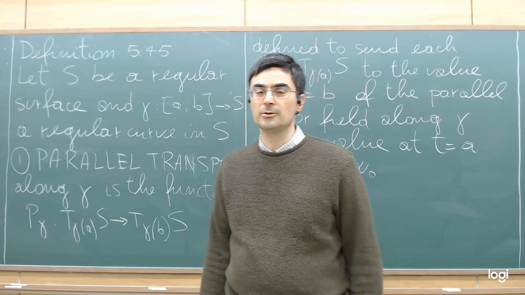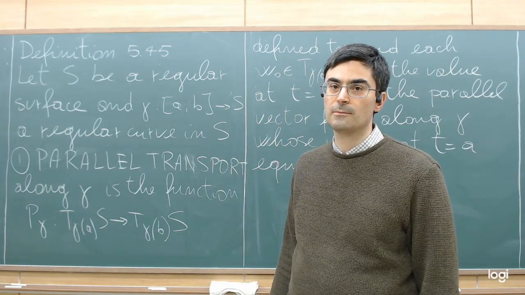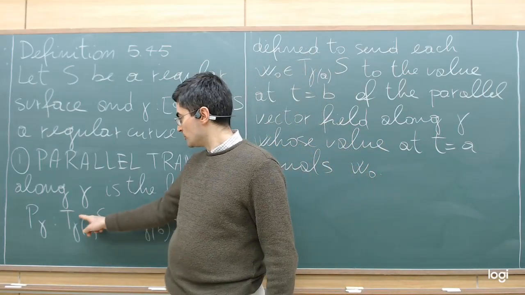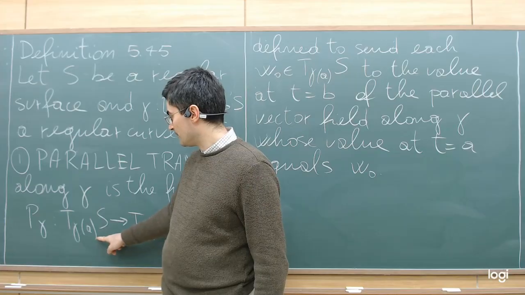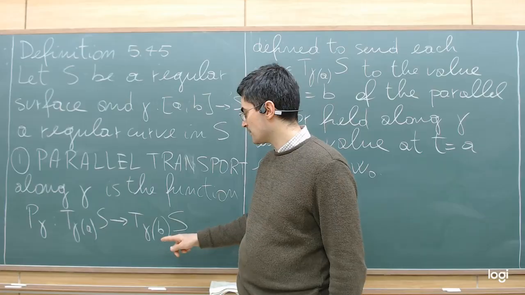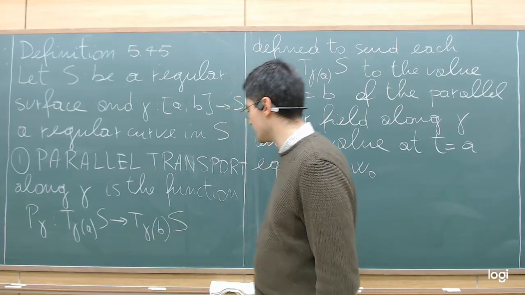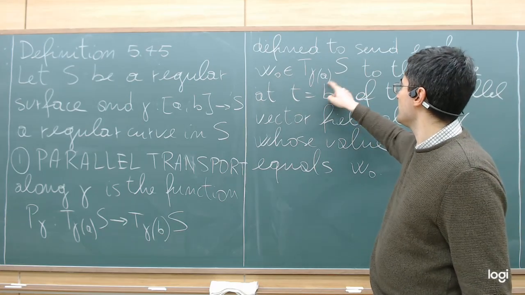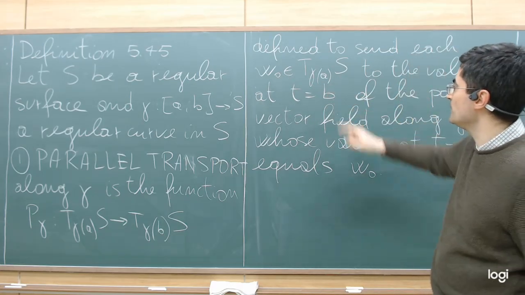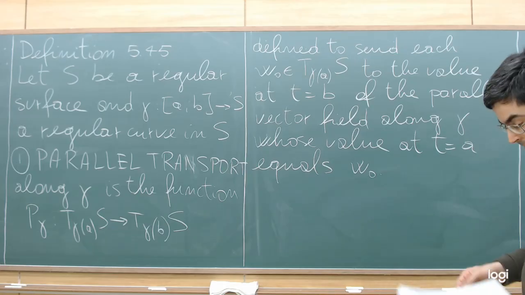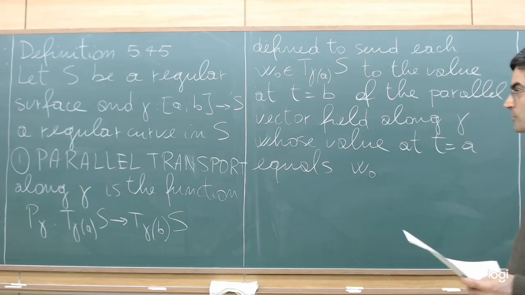Good afternoon. During the last lecture, I introduced the definition of parallel transport. This is a map defined on the tangent space at the point gamma A to the surface S with values in the tangent space at the point gamma B of the surface S, which sends a vector W0 in T gamma A S to the value at t equals b of the parallel vector field along gamma, whose value at t equal a equals W0. I want to introduce two more definitions.